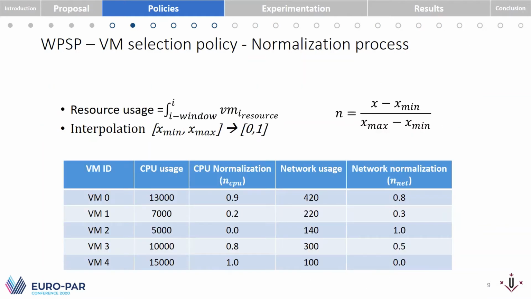Moreover, we normalize and sort the CPU and network load for each VM to obtain their influence. For each one, we obtain the accumulated usage in the last window period, in our case 6. Then, the normalized values are obtained applying the formula for each one. In the table, it is shown how the resource usage of a set of VMs is normalized.